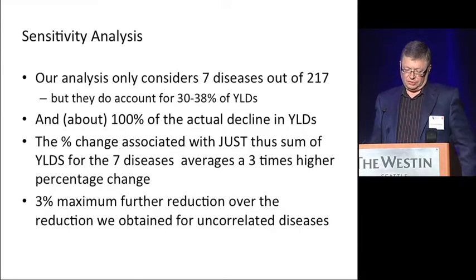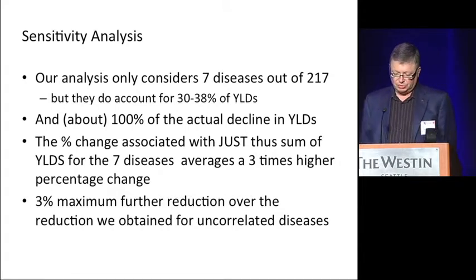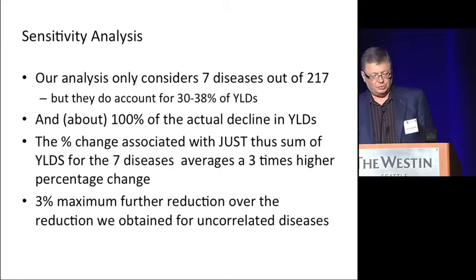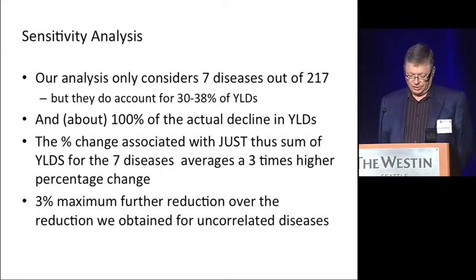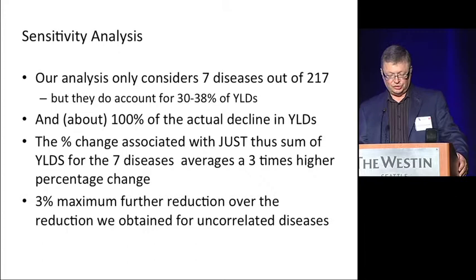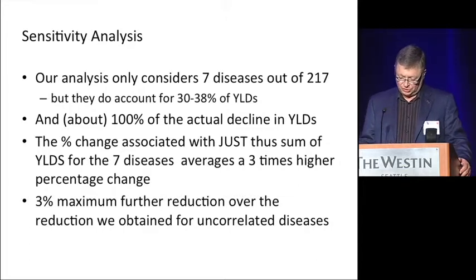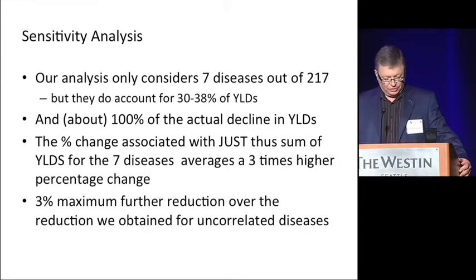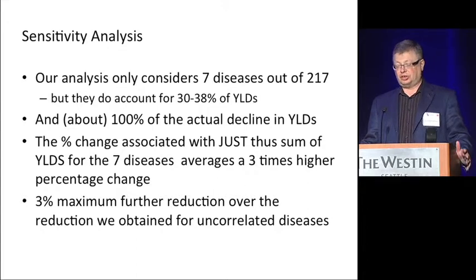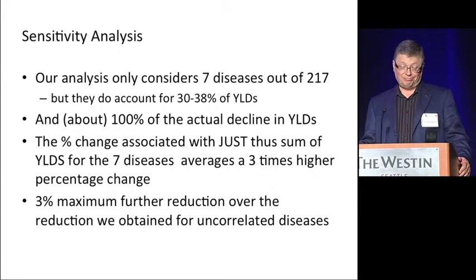Now, before you offer the criticism that we have only introduced correlation among 7 of the 217 diseases, let me describe our further findings. First, the 7 diseases we were operating with account for 30 to 38% of the total recorded YLDs, and that proportion is decreasing with age. Second, an average of slightly over 100% of the reductions in YLDs were found in the changes in the 7 correlated diseases alone. In retrospect, we might have anticipated this, but I didn't.